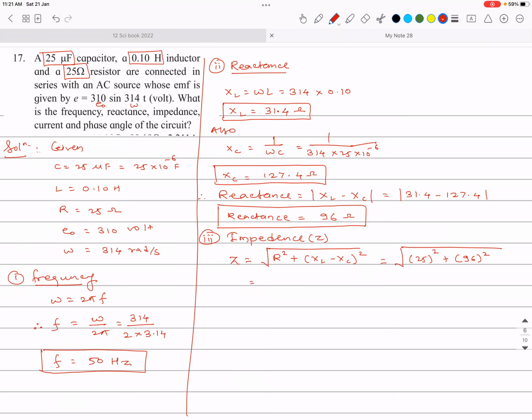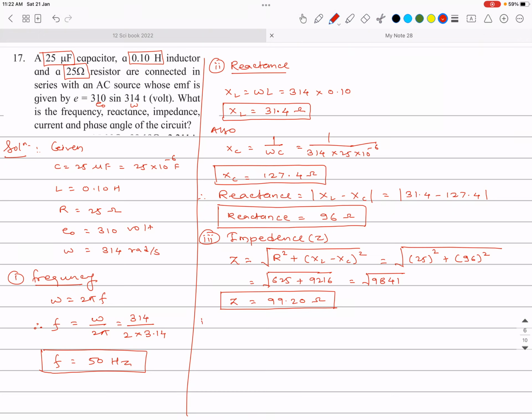So here after solving this we get, 25 square is 625 plus this 96 square is 9216. After solving this we get 9841. The square root of that 9841 is coming 99.2 or 99.20 we can write here ohm. So this is impedance. So here we get impedance 99.2. Now after that impedance we have to find out current and phase angle.